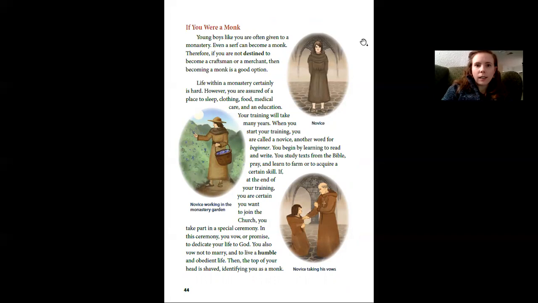If you were a monk, young boys like you are often given to a monastery. Even a serf can become a monk. Therefore, if you are not destined to become a craftsman or a merchant, then becoming a monk is a good option. Life within a monastery certainly is hard. However, you are assured of a place to sleep, clothing, food, medical care, and education. Your training will take many years.